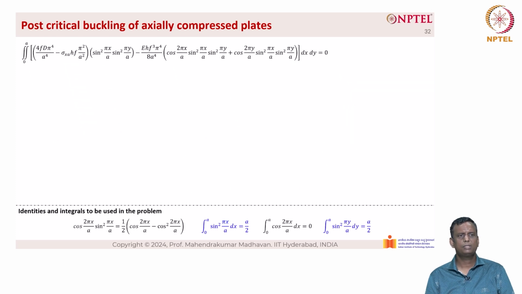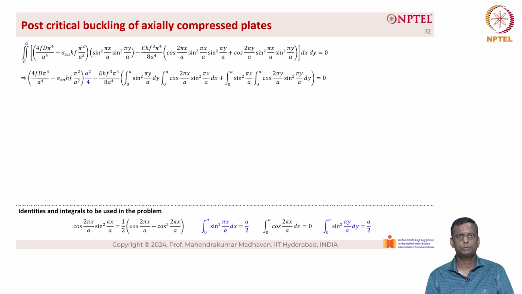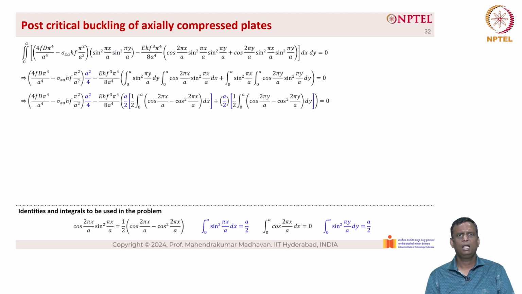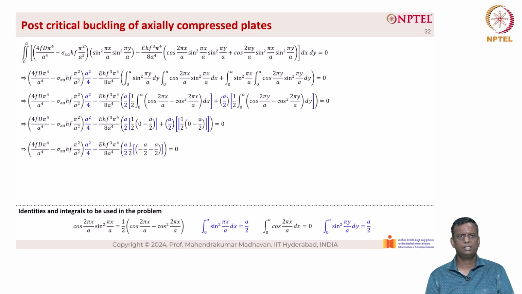So now we use the identities and the integrals to be used in the problem, which is cos(2πx/a) into sin²(πx/a) is equal to half into cos(2πx/a) minus cos²(2πx/a), and the integral from 0 to a of sin²(πx/a) dx equals a/2, the integral from 0 to a of cos(2πx/a) dx equals 0, and the integral from 0 to a of sin²(πy/a) dy equals a/2. We substitute that in the above equation and we can simplify this further, as you can see here.